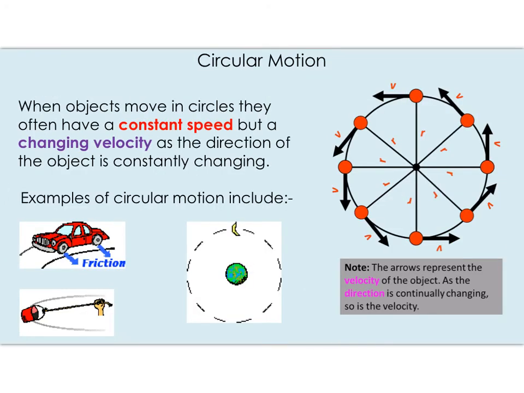One example where I might ask you about the difference between speed and velocity is in circular motion. When an object moves in a circle, it often has a constant speed but a changing velocity, as the direction of the object is constantly changing. You can see on this side we've got a diagram. The velocity at the top is pointing in this direction. It might move at the same speed all the way around, but as it moves around in a circle, its direction changes, and that changes velocity.